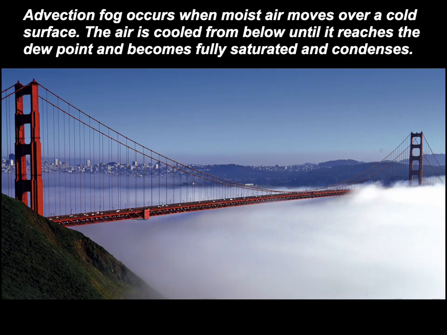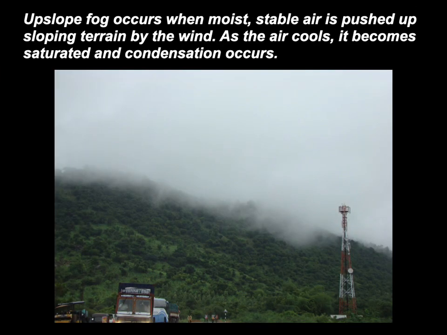Advection fog occurs when moist air moves over a cold surface. The air is cooled from below until it reaches the dew point and becomes fully saturated and condenses. Upslope fog occurs when moist, stable air is pushed up sloping terrain by the wind. As the air cools, it becomes saturated and condensation occurs.